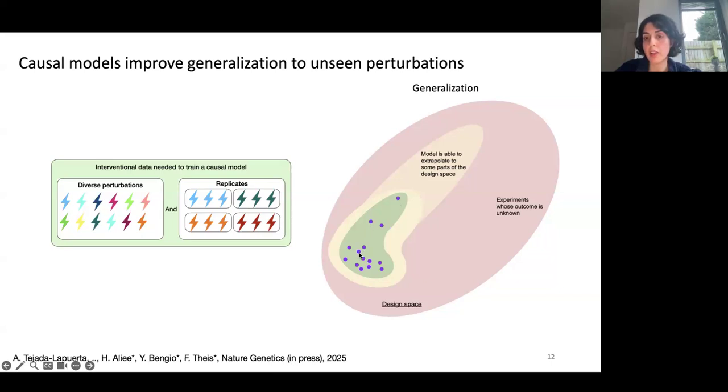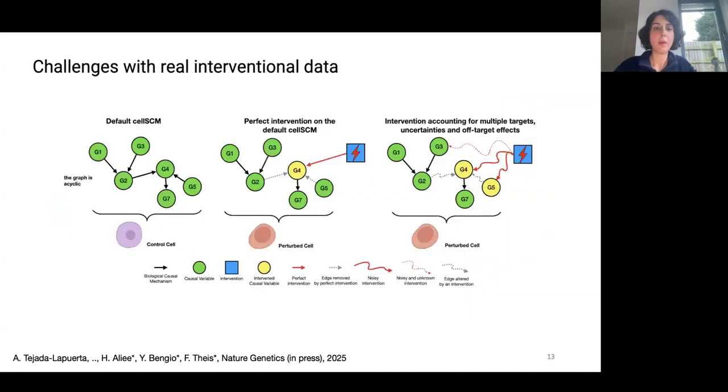So here, if these points show the data that have been used for training, our in-environment predictions are shown by green, and then our out-of-environment or new environment predictions are the ones that have been shown in yellow. And there is still a large part of the design space that these causal models might not be able to predict. But this generalization performance all depends on how much interventional data we are providing to these models. It can get improved, of course, with more data, but this is one of the limitations.